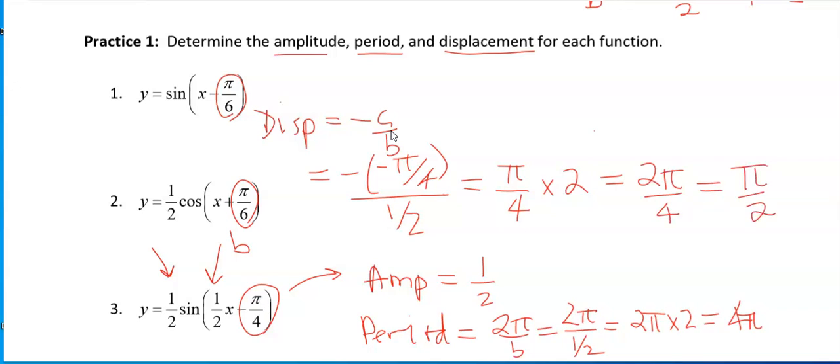Positive, so this graph has been shifted from the original cosine graph. This graph has been shifted pi over 2 units, which would mean to the right. So that's number 3. That's the one I just did right then. So you try the other ones, 1, 2, 4, and the practice problems on page 22 as well. And when we come back in our next lesson, we'll actually start graphing some of these, okay?